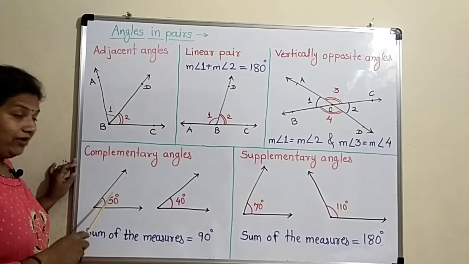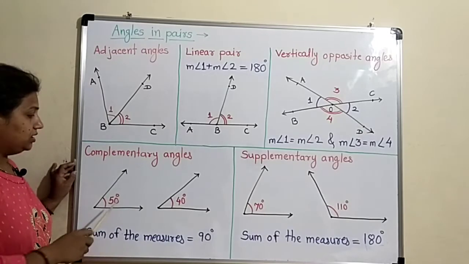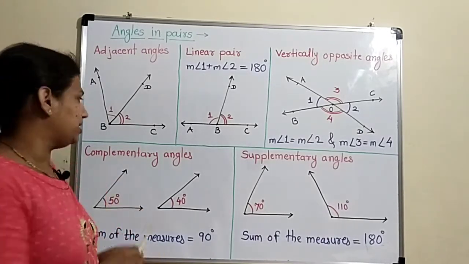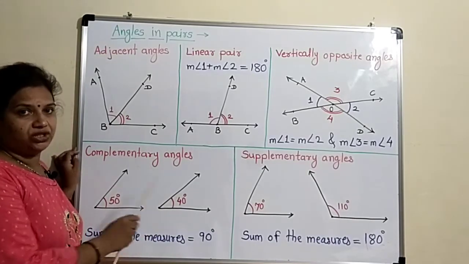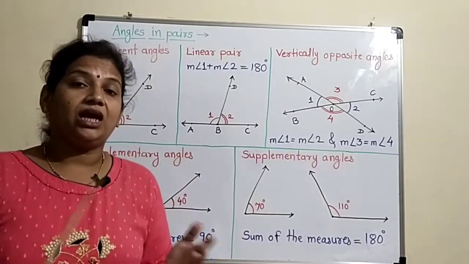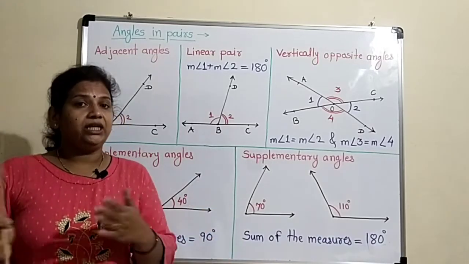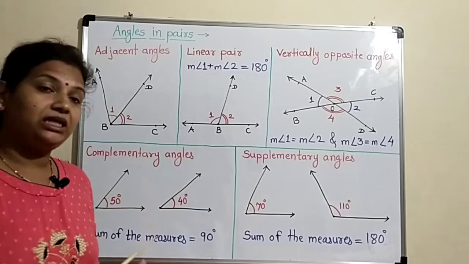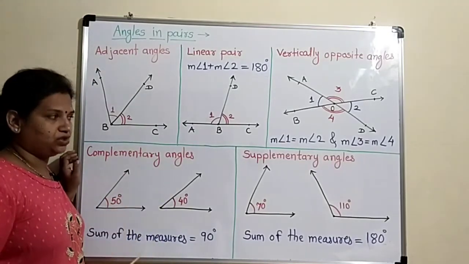Here I have given one example, 50 degrees and 40 degrees. The sum of the two angles, 50 plus 40, is 90 degrees. That means they are complementary angles, the complement of each other. It can be 60 degrees and 30 degrees, 70 degrees and 20 degrees, or 45 degrees and 45 degrees. If the sum of the measures of two angles is 90 degrees, then they must be complements of each other.